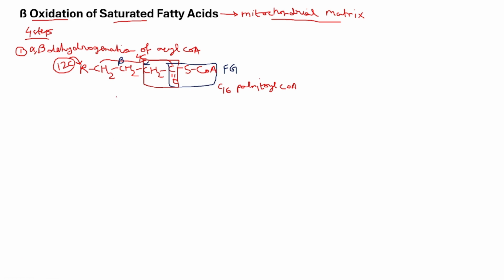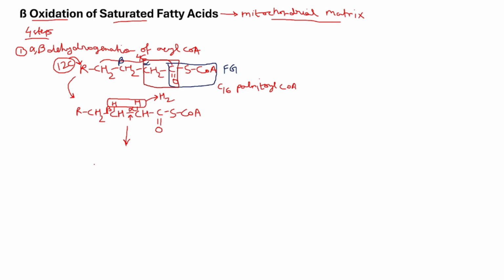So alpha beta dehydrogenation means the hydrogen will be lost from the alpha and beta carbon. So this molecule can be rewritten as follows. Because it is dehydrogenation, this is your alpha carbon, this is your beta carbon. From these carbons, each will lose one hydrogen, so this will go out as one hydrogen molecule, and instead you will get an alkene formed here. Okay, a double bond formed here.